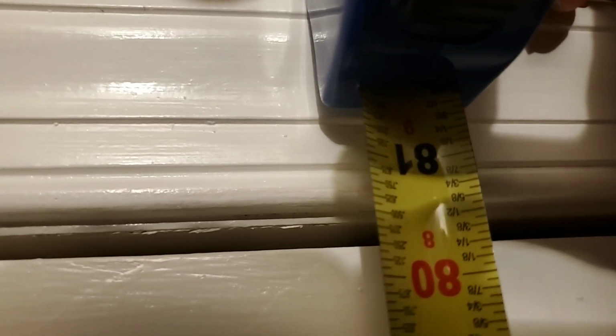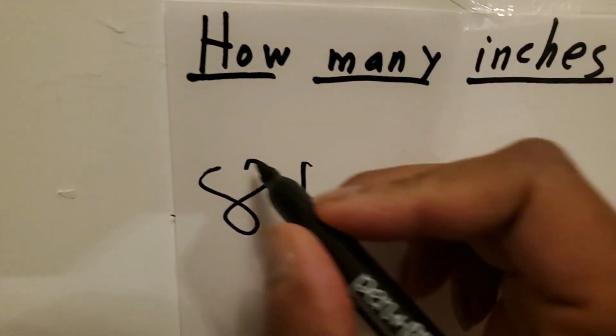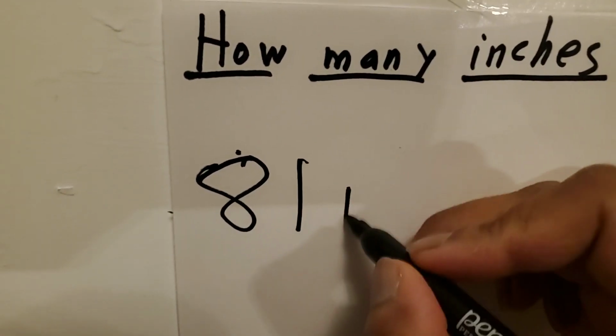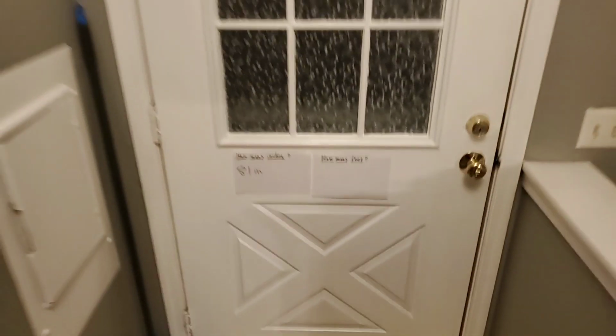So from the bottom of my door to the top is about 81 inches. Let's go ahead and write down 81 inches. Okay. So this door is 81 inches tall. That's how tall it is, 81 inches tall.